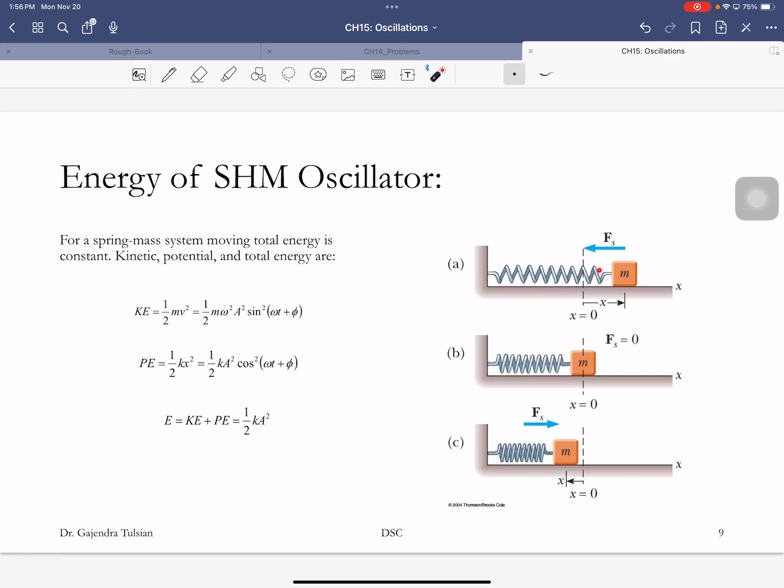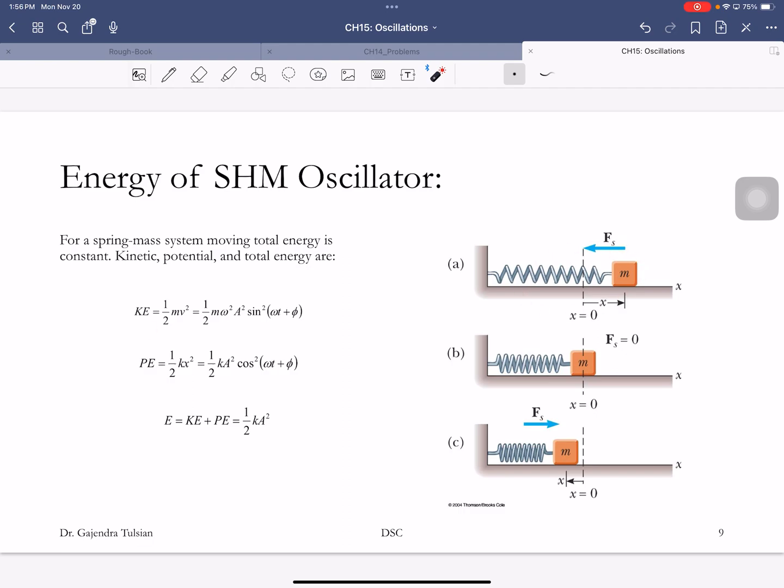So you saw that this system oscillates. Again, when does a system oscillate? When there's a restoring force, a force that is restoring it to the equilibrium position. So this system is oscillating, and you saw that the motion was fairly complicated. And now we want to see if there is something that is constant during this motion.